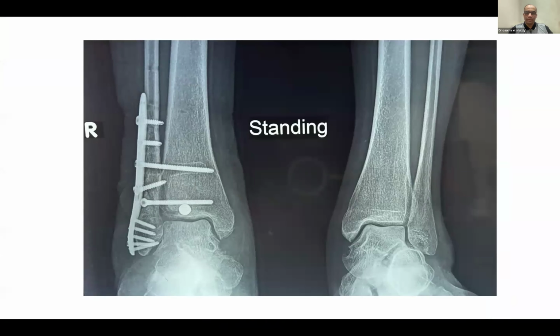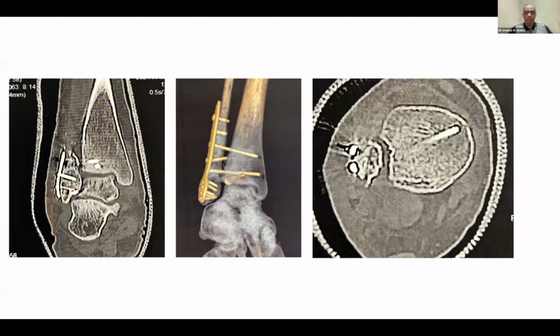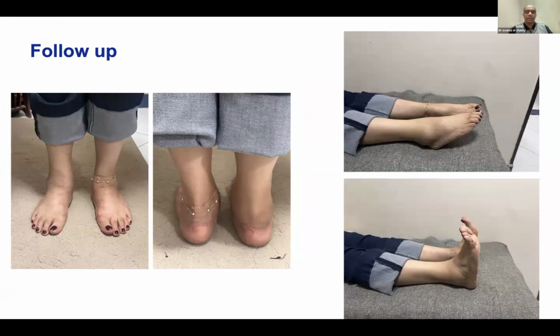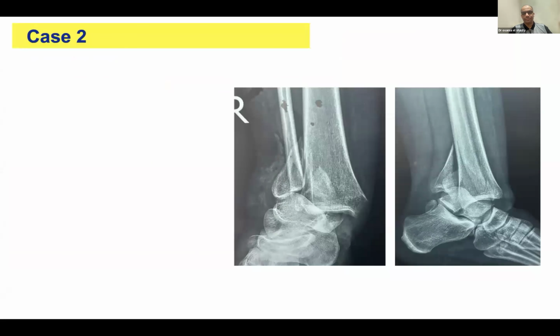Here are the post-operative standing views for the patient. Here is a CT scan post-operatively. And here is the range of motion of the patient. The patient regained full range of motion and she is walking pain-free. So this is the first case. Let's go to the second case of malunited ankle fracture.